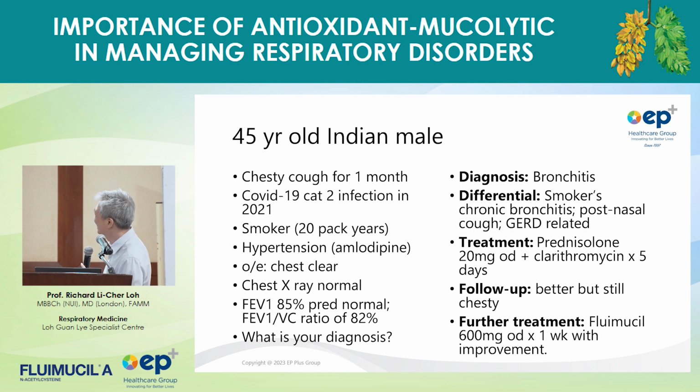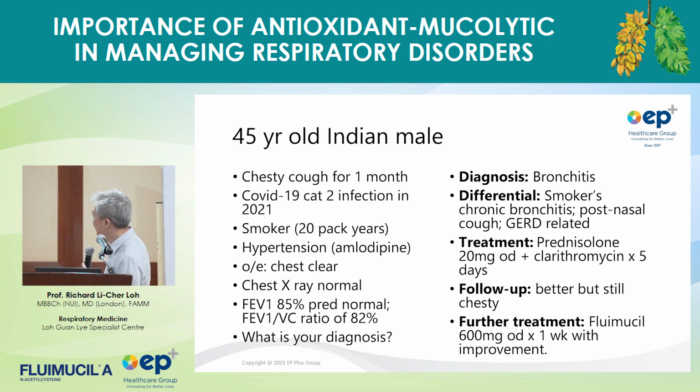Too late, bronchitis. So the differential obviously is smoker's cough, postnasal drip, GERD. So people with chronic cough always think about either is it nose or upper GI. Those are the two things to think about for chronic cough. Treatment, give some steroid, give my favorite Flumasil, which I also like because it has mucolytic property. I issue it for 5 days.